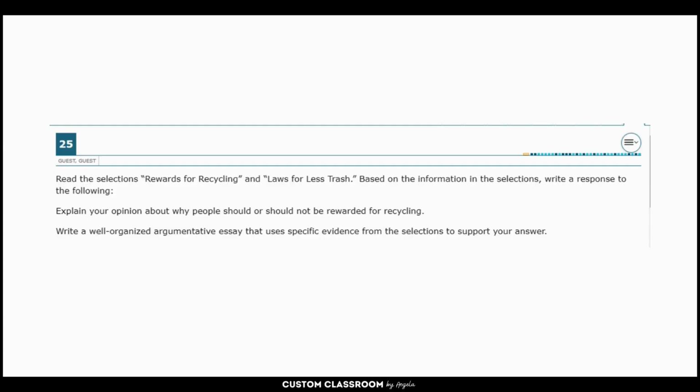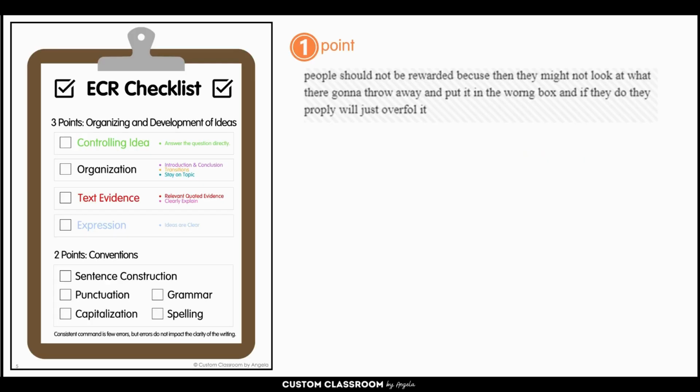The selections are "Reward for Recycling" and "Laws for Less Trash." Based on the information in the selection, write a response to the following. Explain your opinion about why people should or should not be rewarded for recycling. Let's take a look at a student example that scored 1 point.